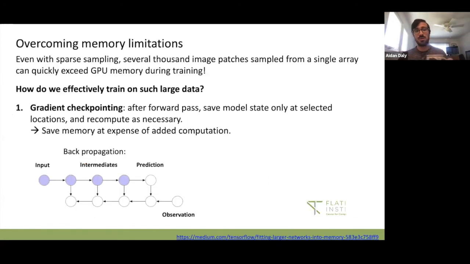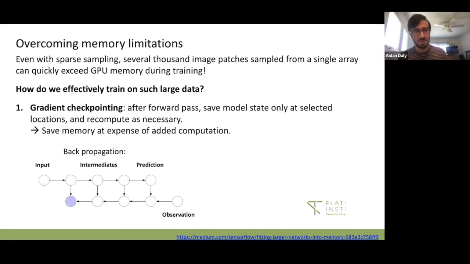The more interesting and really tough problem to manage was that even with this sparse sampling, taking several thousand image patches from this high resolution image is still a lot of data, and it will quickly overwhelm the GPU if you try and train this network end to end. This may not have been a case when you're sampling very sparsely, but as we go to Visium arrays, where you might have up to 5,000 spots per image, this will become a problem. Future technologies might get even denser. So what we do is this thing called gradient checkpointing.